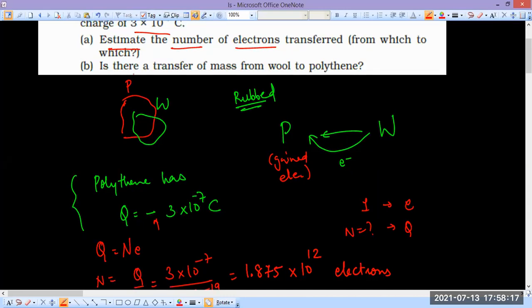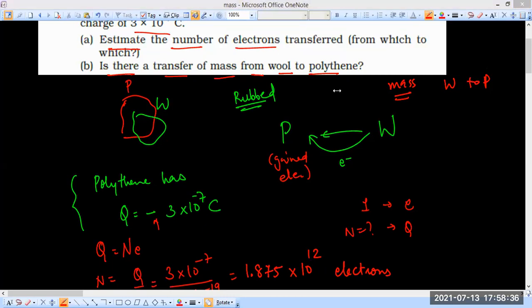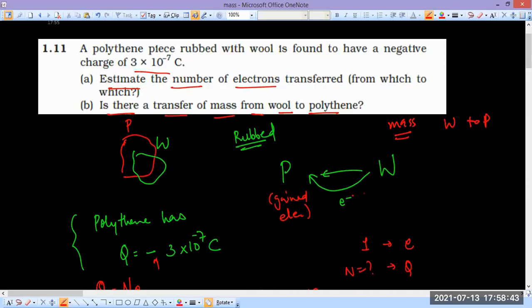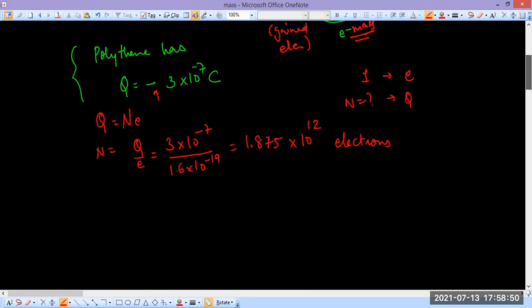Now, has mass been transferred from wool to polythene? Yes or no? Yes, because when electrons go, they will also carry mass with them. So they will carry the mass as well.